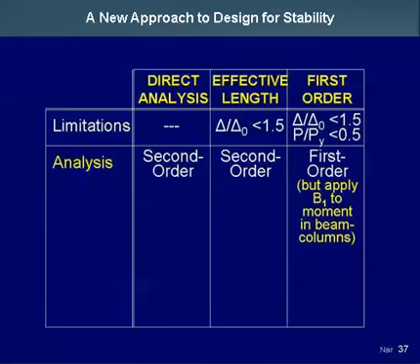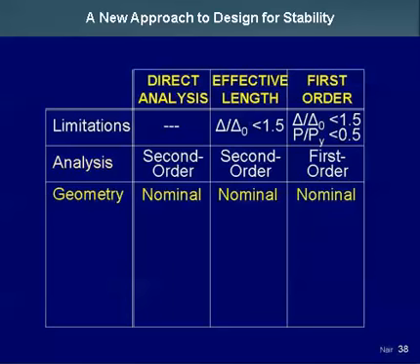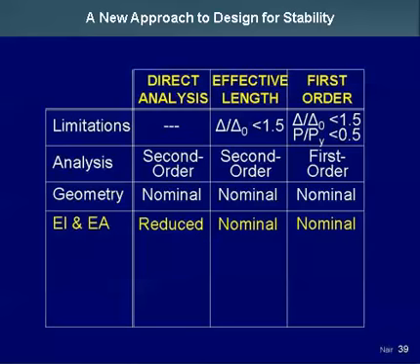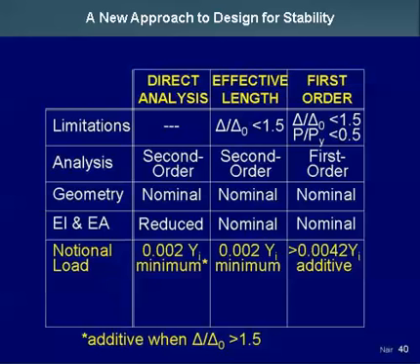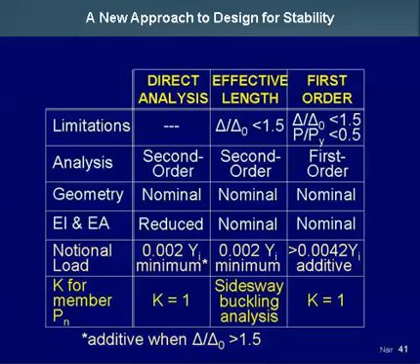Of course, for the first order analysis, there is that little wrinkle to it that you do need to apply the B1 multiplier. Geometry, for all three, typically you would just use nominal geometry, though you do have another option for direct analysis. EI and EA, stiffness, you use reduced stiffness in the direct analysis method, nominal stiffness in the other two. Notional load, you apply the 0.002 as a minimum load for direct analysis and effective length, and you apply a significantly larger lateral load in the first order analysis method, and that's always additive.